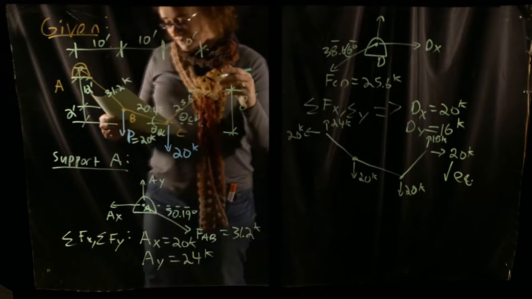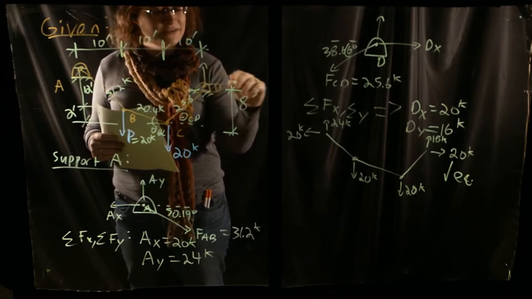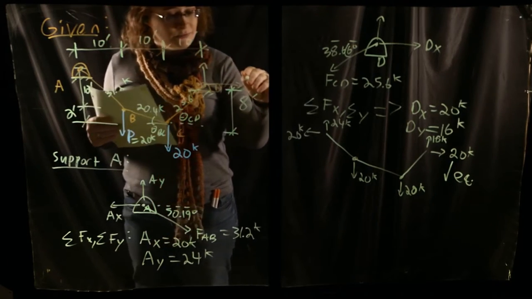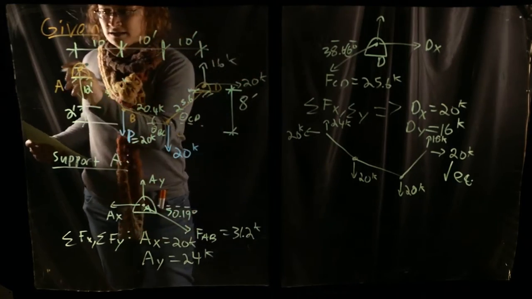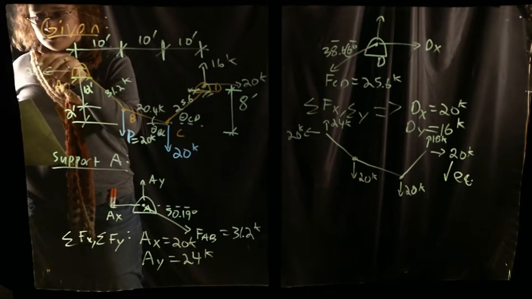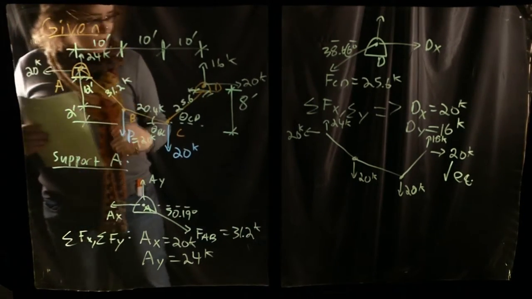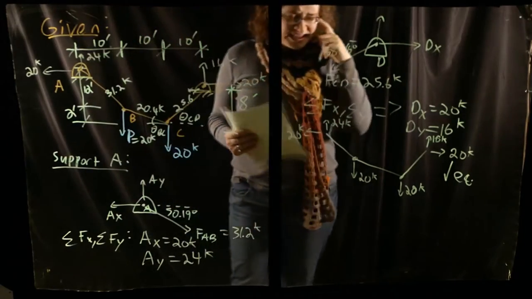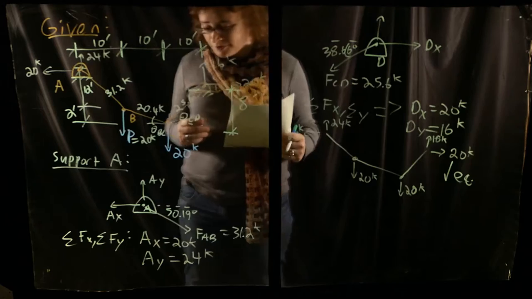So we have that. And in fact, let me just go ahead and write these on this diagram. I want to leave this diagram for a bit. We have 20 kips and 16 kips and 20 kips and 24 kips, like so. Now, at first that seems simple enough, nothing too amazing. And I suppose it's a relatively simple problem.